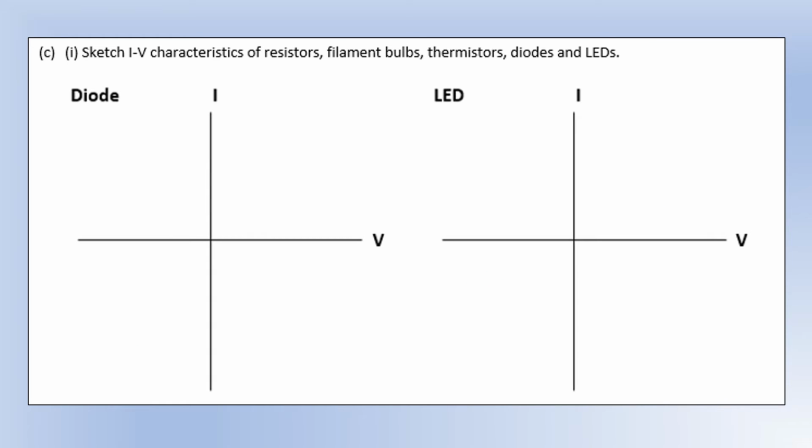Then if we have a look at our diodes or LEDs, these two should be exactly the same. They have the same function in a circuit of only allowing current to flow in one direction. The only difference being an LED, when current is flowing through it, will also emit some photons of light, and these happen to be more efficient than filament bulbs, which is why a lot of us are replacing our bulbs with LEDs.